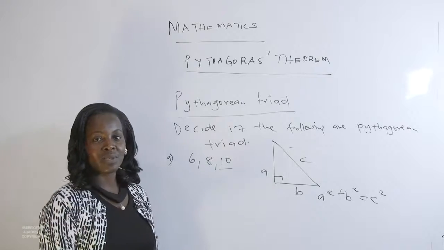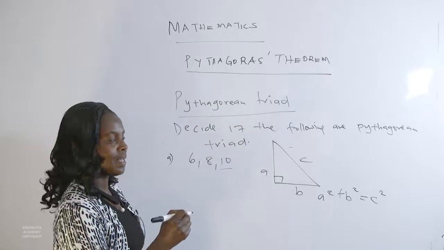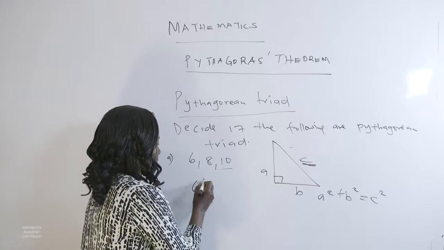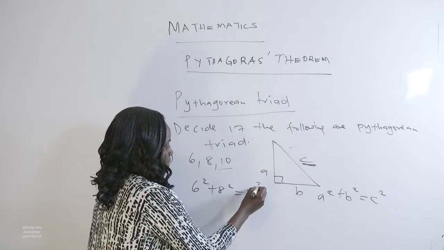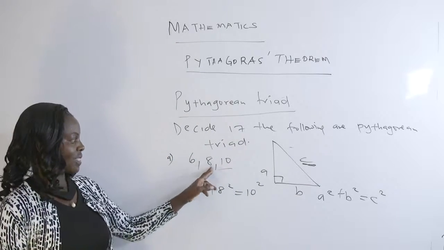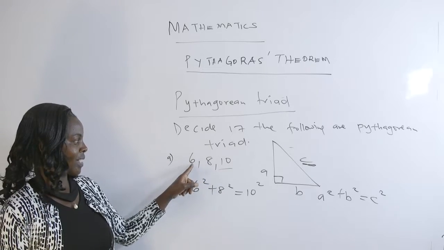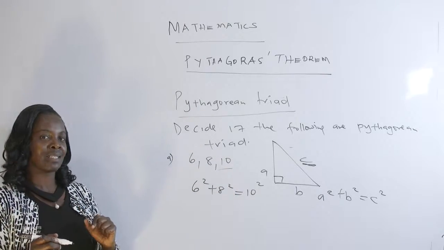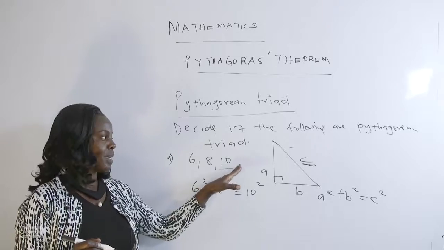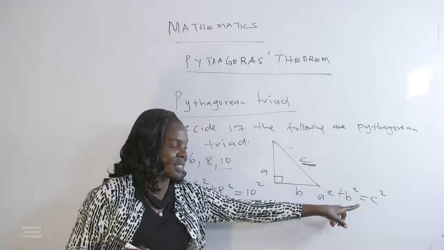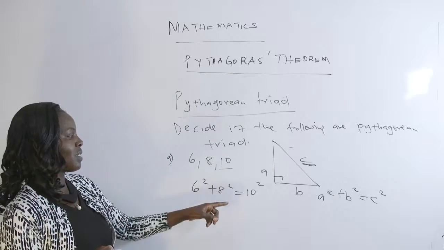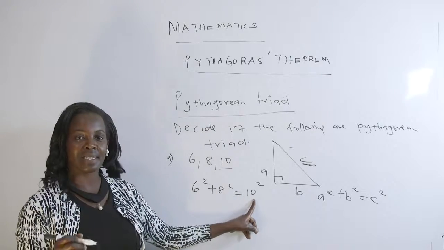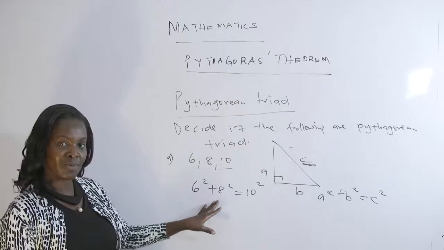So we have said the hypotenuse refers to the longest side of the triangle. That means the longest side is c. So the two shorter sides will be taken by 6 and 8, and the longest side will be the hypotenuse. Always, in a triad, given the three whole numbers, the longest side will be the hypotenuse, which is represented by c. So we substitute these values in this formula. 6 squared plus 8 squared should give us 10 squared. Let us see if that will be true.